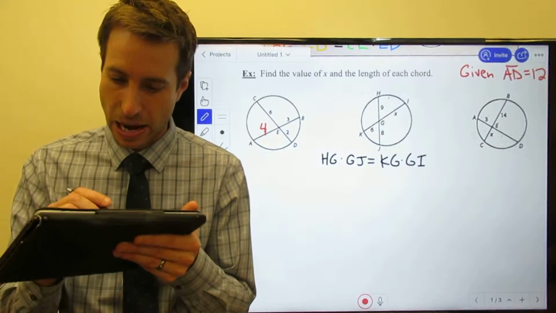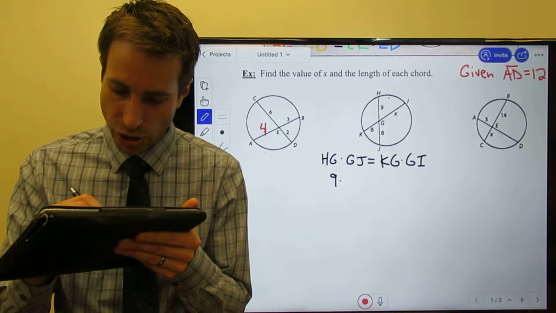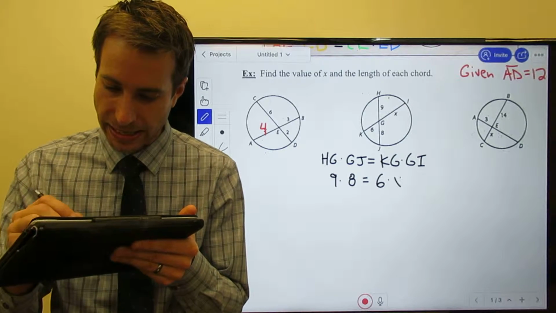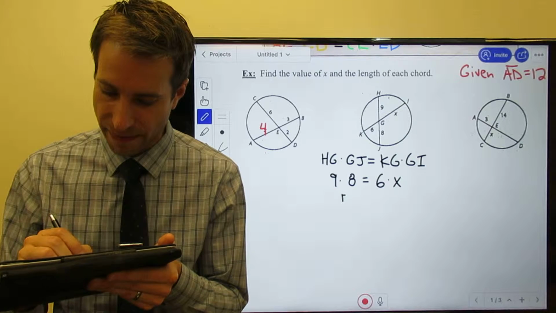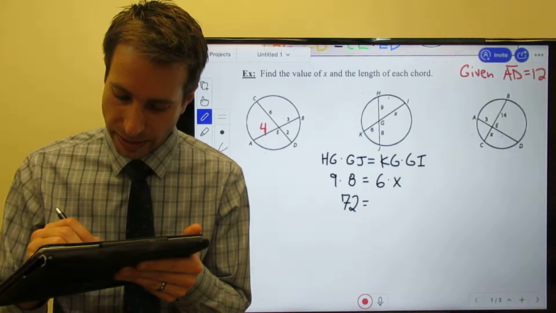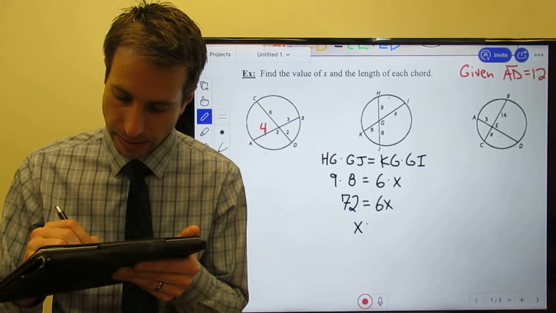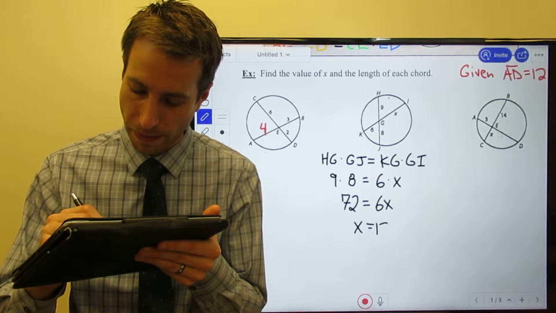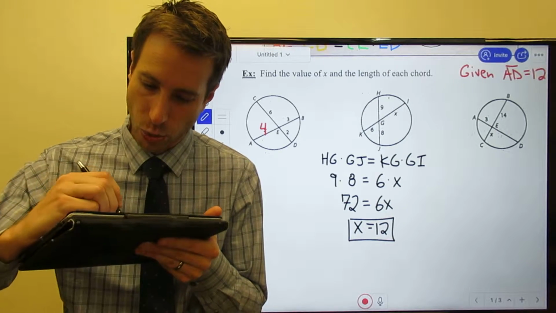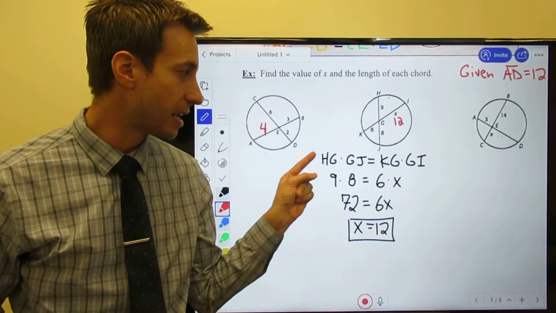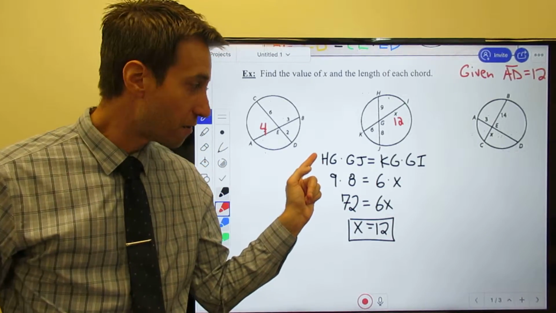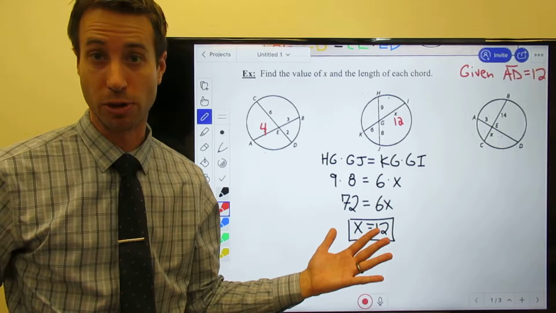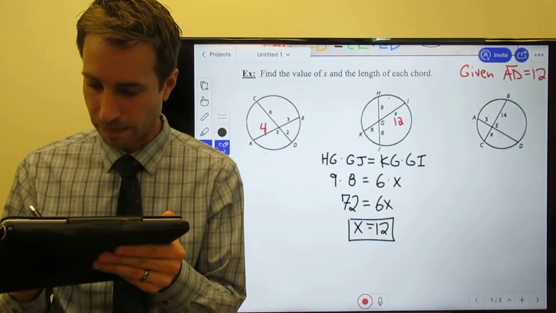That's the geometry. Now it's algebra. HG is 9, GJ is 8, KG is 6, and GI is x. So now we wind up with 72, because 9 times 8 is 72, equal to 6x. 72 divided by 6 is 12, so x is 12. Let me write that in here so we don't forget. Again, the geometry is the chord product theorem. From there, just like all year, a little bit of geometry to set it up, and then algebra to solve.